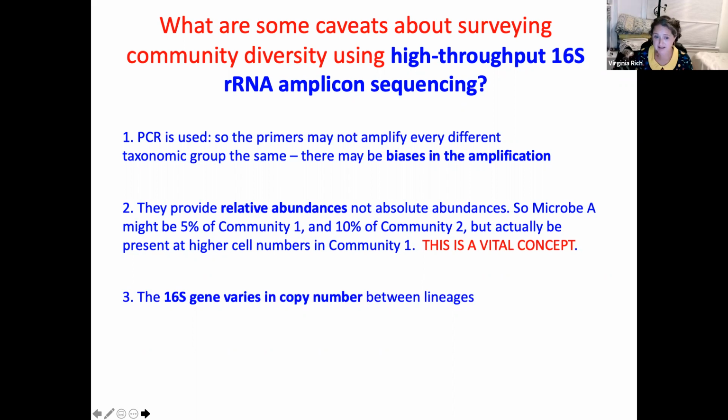Another trick about 16S tag sequencing: we said it's relative abundance, not absolute abundance. Another layer that influences this is that the 16S gene varies in copy number. We said that we're looking at variants of the 16S gene. In a perfect world, the thing that you're using to tag all your different lineages would be present in one copy for every single genome.